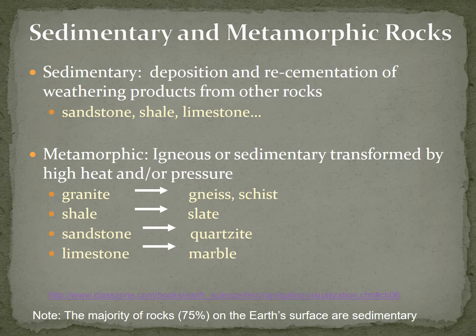All right, sedimentary and metamorphic rocks. Sedimentary rocks are created through the deposition and re-cementation of weathering products from other rocks. So this creates things like sandstone, shale, and limestone. Metamorphic rocks are where we take igneous or sedimentary rocks that are transformed by high heat and pressure, and we morph them into something else. So a granite rock example gets morphed into something very nice.